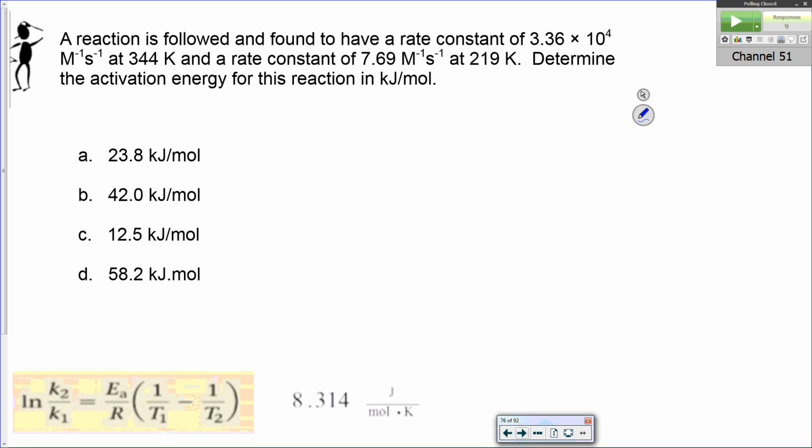All right. So I've got a rate constant at one temperature, a rate constant at a second temperature. Want to know what the activation energy is. So try to work it on your own.